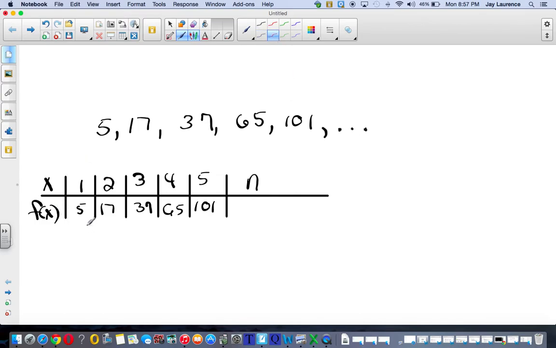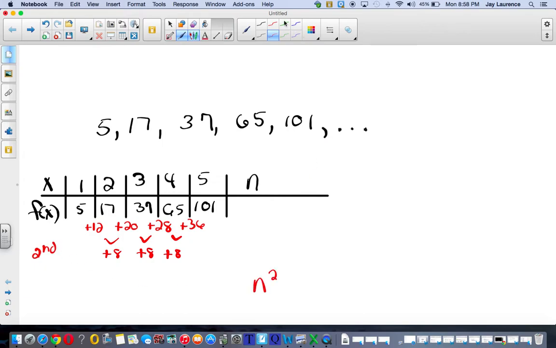All right, so I go finding the first differences. Plus 12, plus 20, plus 28, and then this one here is plus 36. Okay, and then I go finding the second differences, and that looks like it's plus 8 and plus 8. Now, the second differences match, right? Which forces it to be quadratic.